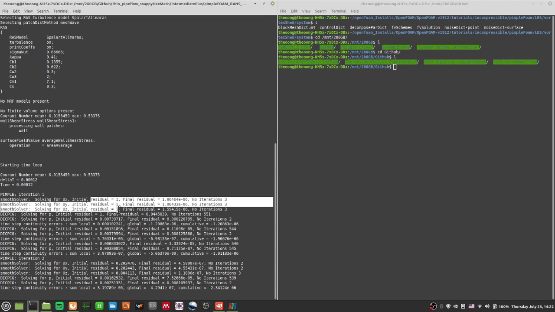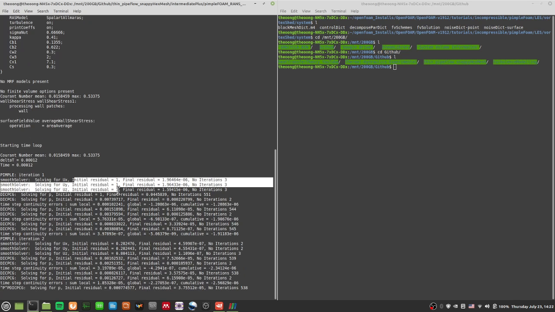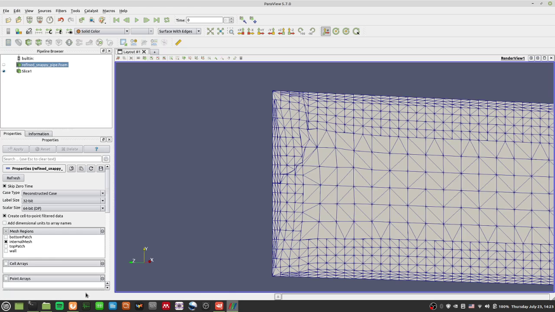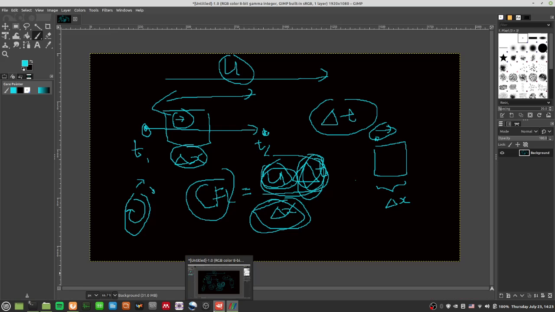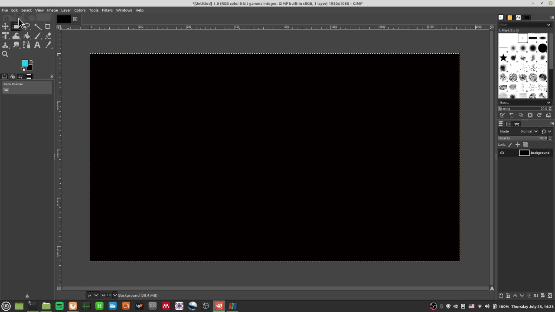You can see in the initial, when they start guessing these PIMPLE iterations, you have this initial residual of 1. What does it mean? It means that the final solution and the initial solution, alright, let's think about it this way. They're trying to solve for a matrix, right? They're trying to solve for a very big matrix. But the idea is that you have the initial guess, and the final solution.